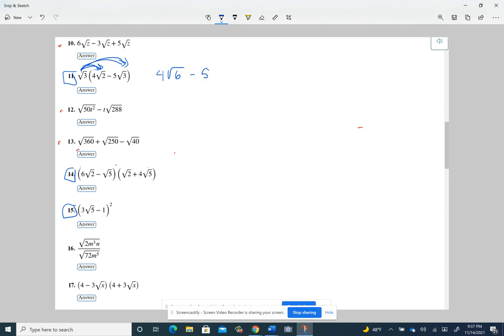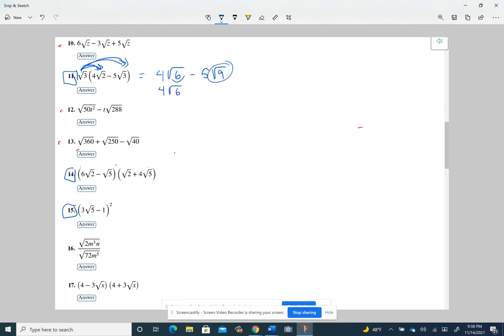So the 5 is on the outside. There's only an understood 1 on the outside there. And then square root of 3 times square root of 3 would be square root of 9. Okay. Then you see if you can simplify more. But 6 is just 2 times 3. So there's no way to bring anything out of there. But square root of 9 is 3.